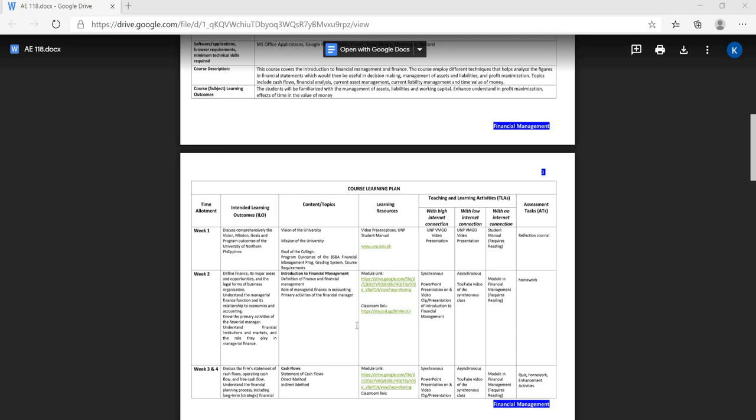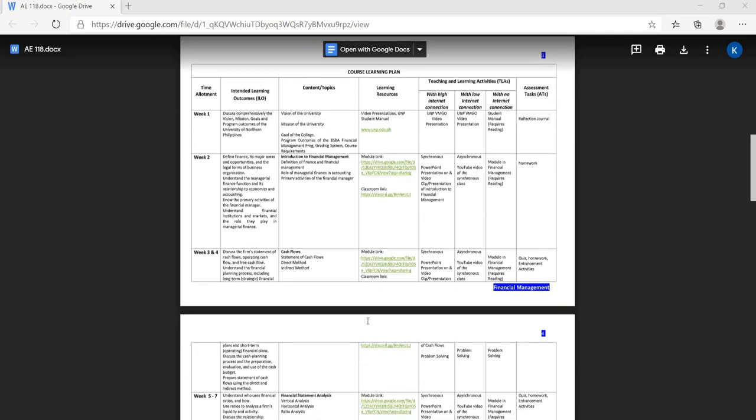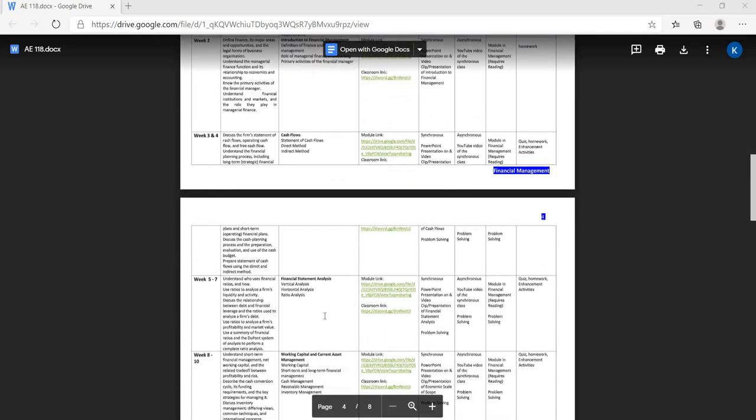You have discussed before the statement of cash flows in the basic accounting, but now we are going to use the statement of cash flows in evaluating and also predicting in making economic decisions. So our fifth week to seventh week is the financial statement analysis.